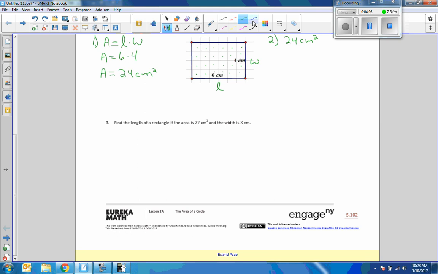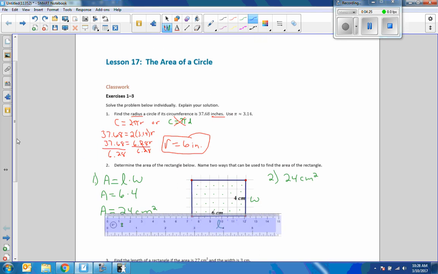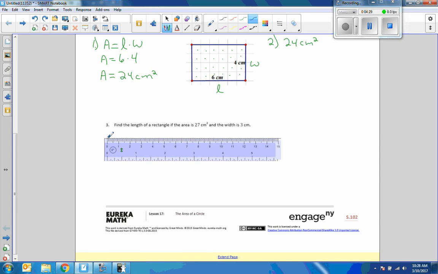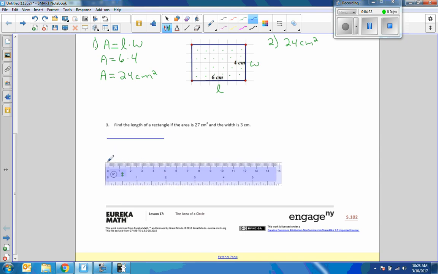Okay, number 3, find the length of a rectangle if the area is 27 centimeters squared and the width is 3 centimeters. Try this, pause the video, come back when you're done. Okay, here we go. I am going to try to be really neat here in this video. So I'm going to bring my ruler down, because I'm trying to teach you proper procedures in doing a math problem. Try to be as neat as possible.